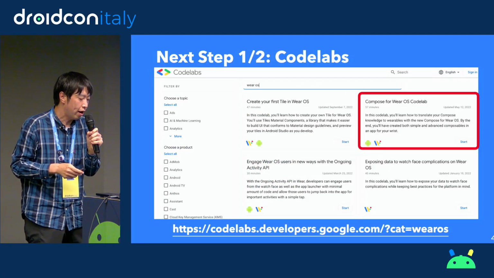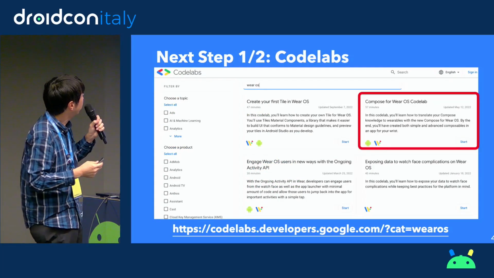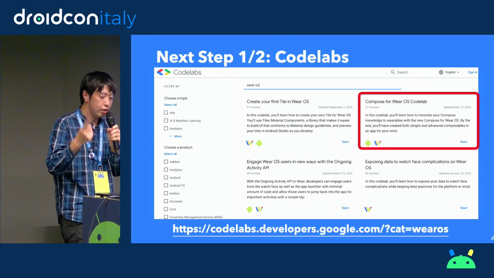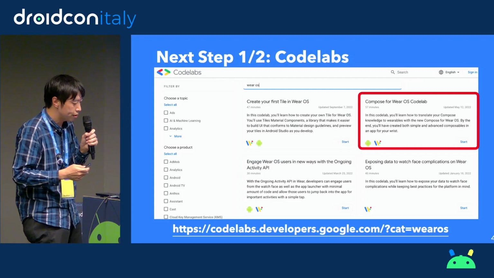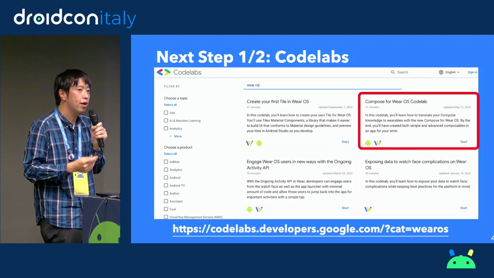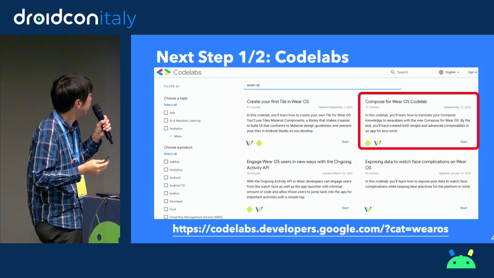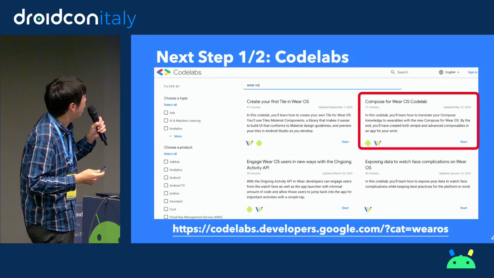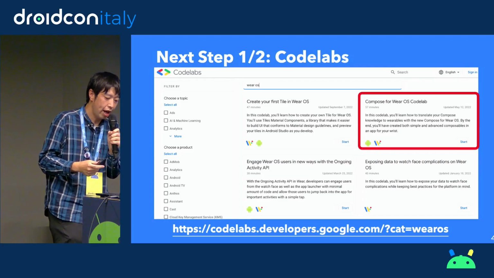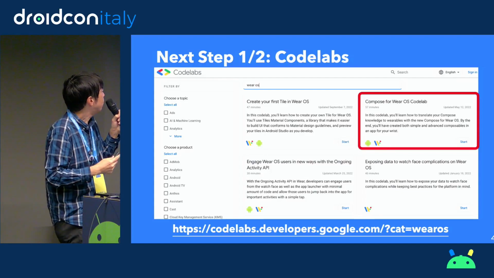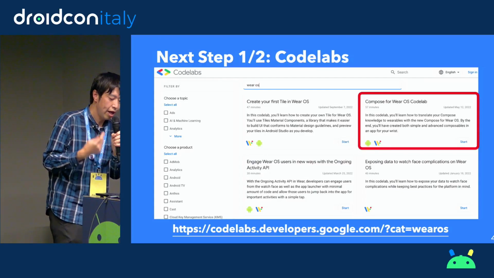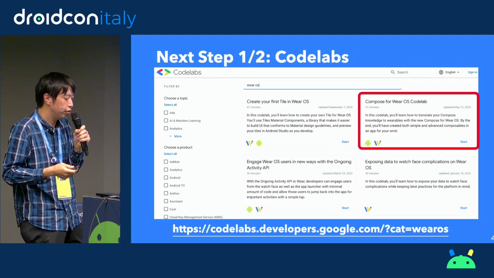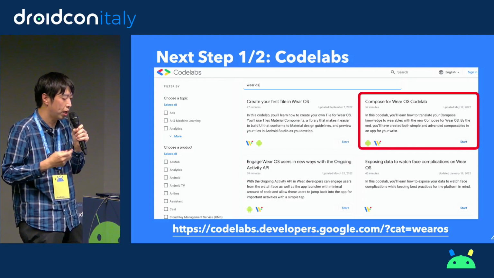Okay, next step, I'd like to explain some examples about how to learn Wear OS app development. Here is one tip: codelabs. As you may know, there are a lot of useful codelabs contents. And some contents are related to Wear OS. One of them is the Compose for Wear OS codelab. Codelabs include some practical Wear OS app development. So by using these codelabs, we can learn a lot about how to develop Wear OS apps with Jetpack Compose.